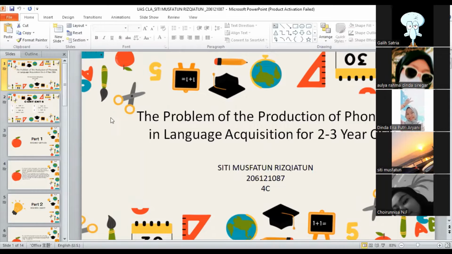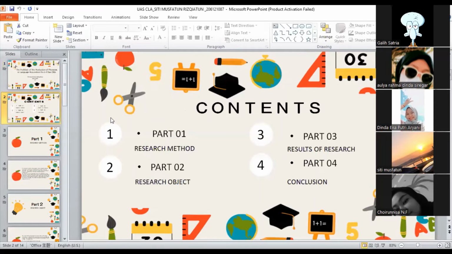So my name is Siti Musfatun, and the topic that I will discuss is the problem of the production of phonemes in language acquisition for 2 until 3-year-olds. Next slide, please. The contents of this presentation are research method, research object, results of research, and conclusion. Next slide, please.